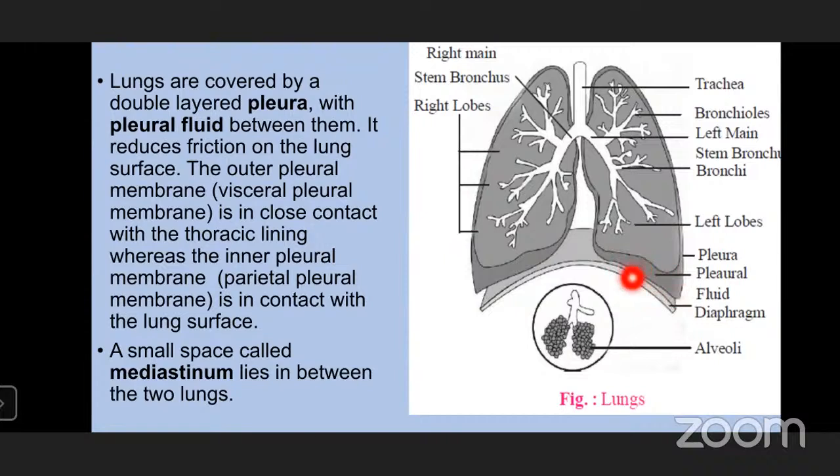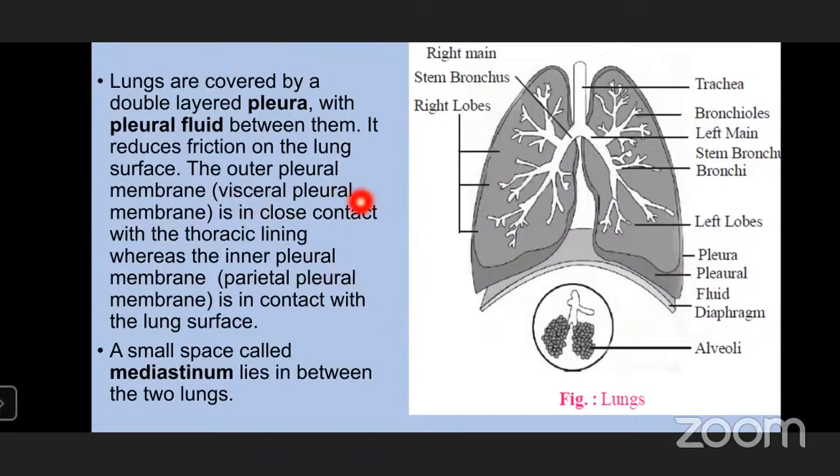And the function of this pleural fluid is it reduces the friction on the surface of the lung. So that is the use. The pleural membrane is for the protection and for reducing the friction on the surface of lungs while inspiration or expiration.